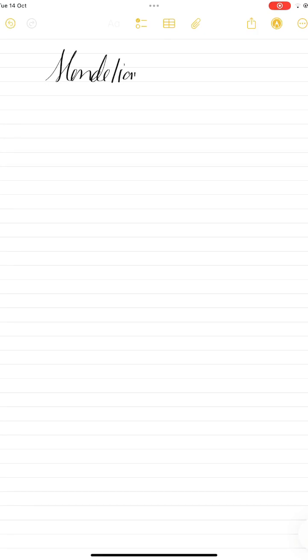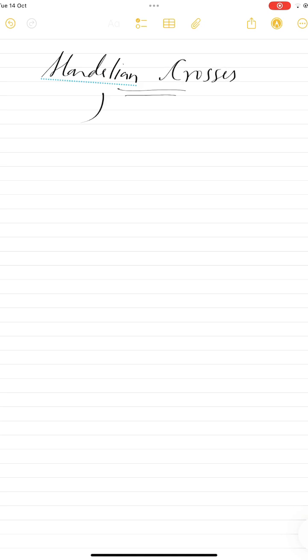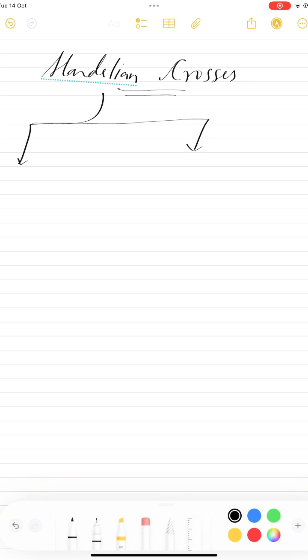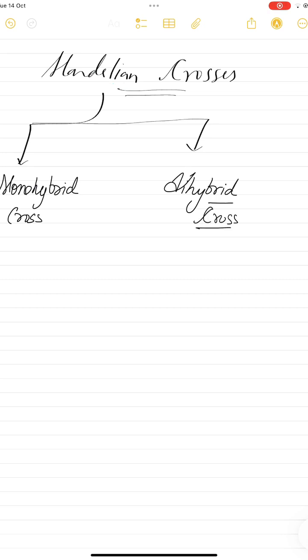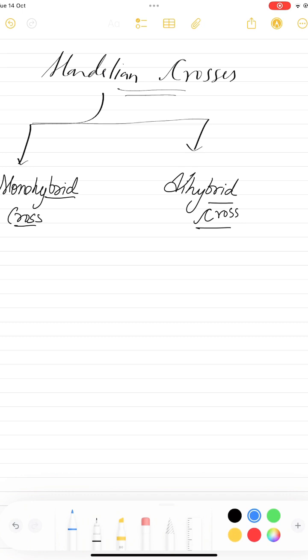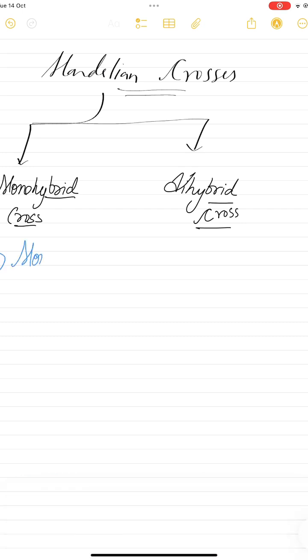Hello students, today we are going to study the famous Mendelian crosses. There are specifically two types of Mendelian crosses: one is monohybrid, one is dihybrid. Monohybrid cross and dihybrid cross. Initially we are going to talk about the monohybrid cross.